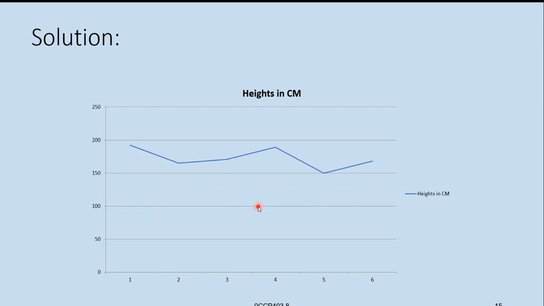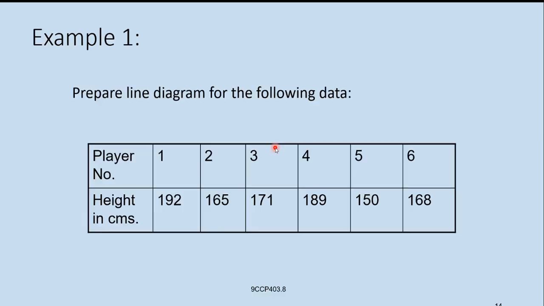Thus, that difference also we can easily show here. This is 165 and this is 175. And again, the data is increasing. Data is increased means for the fourth player it is 189, and for the fifth player 150, and sixth player 168. So 150 is the lowest point which we have to show on the graph, and 192 is the highest point which you have to show.